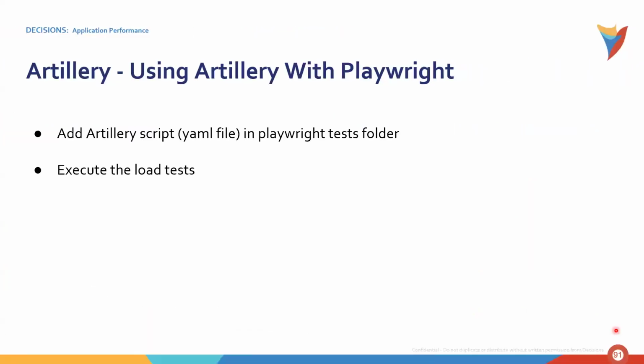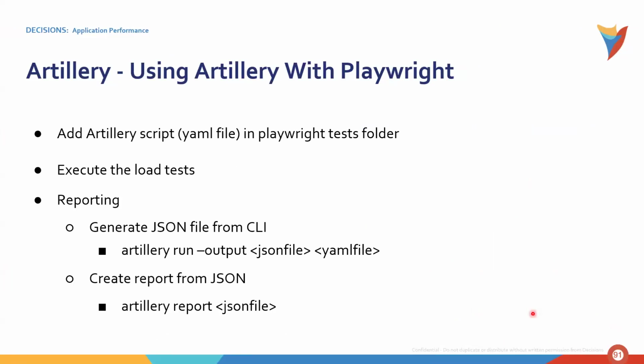So now let's go ahead and use Artillery. This is the process for using it. So whatever Playwright project that you have, in the test project, you will have to create one YAML file. And then we execute the load test. After executing the load test, you can generate some reports.